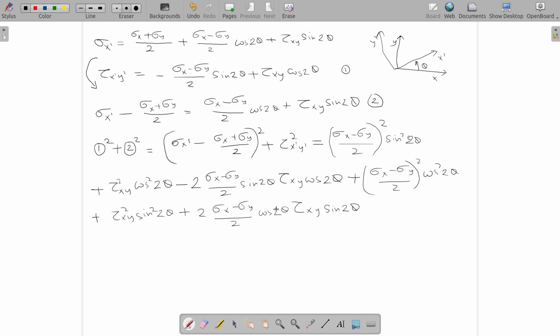Now you can see that the third term for both will get cancelled out. Here you have minus 2 sigma x minus sigma y by 2 cos 2 theta tau xy sine 2 theta. It's the same here, 2 sigma x minus sigma y by 2 cos 2 theta tau xy sine 2 theta. Sine and cos are switched, so these two terms will get cancelled out. And what remains for us? Then you have this term and this term.